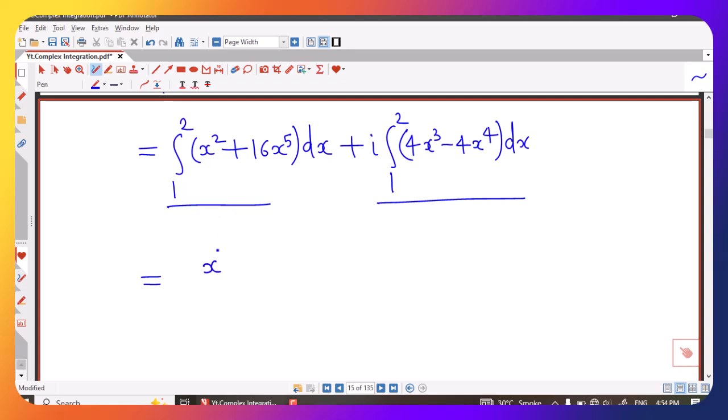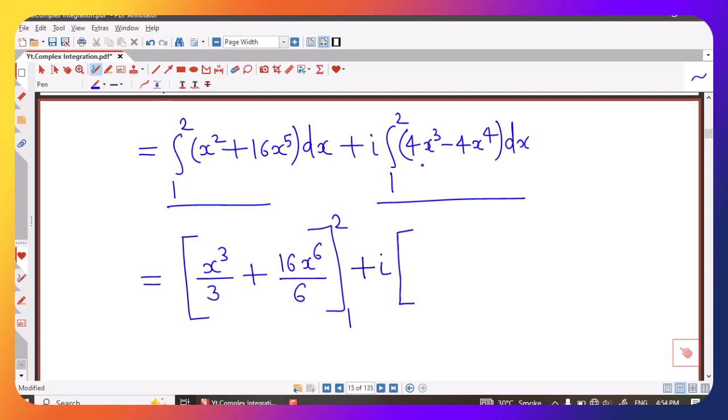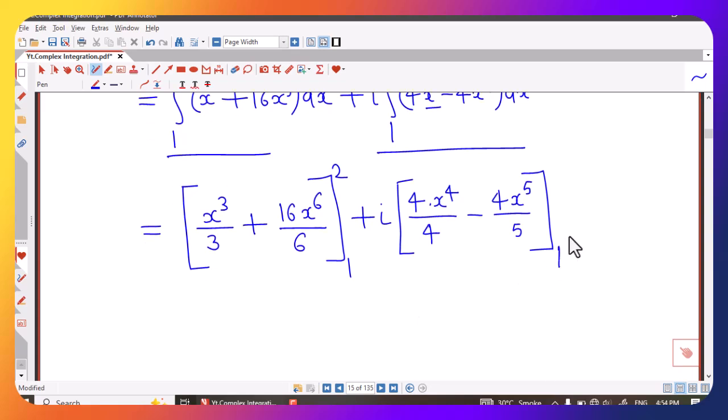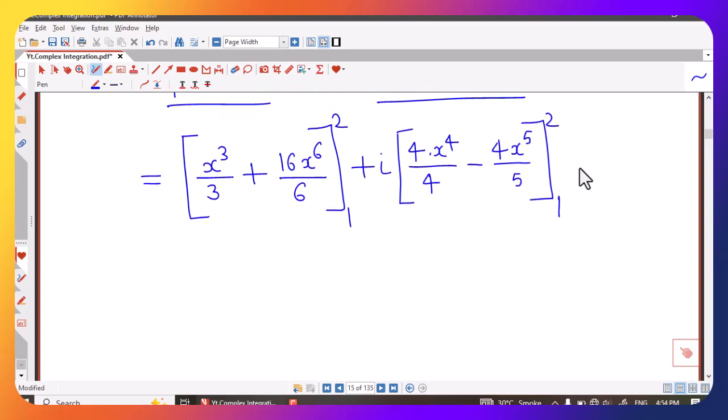Integral of x square is x cube divided by 3, integral of x raised to 5 is 16x raised to 6 divided by 6, and limits of x are from 1 to 2, plus i times, here we will have 4 into x raised to 4 divided by 4, or we can get 4 cancel directly, and here we have minus 4, integral of x raised to 4 is x raised to 5 divided by 5, and then we will put limits of x as 1 and 2.